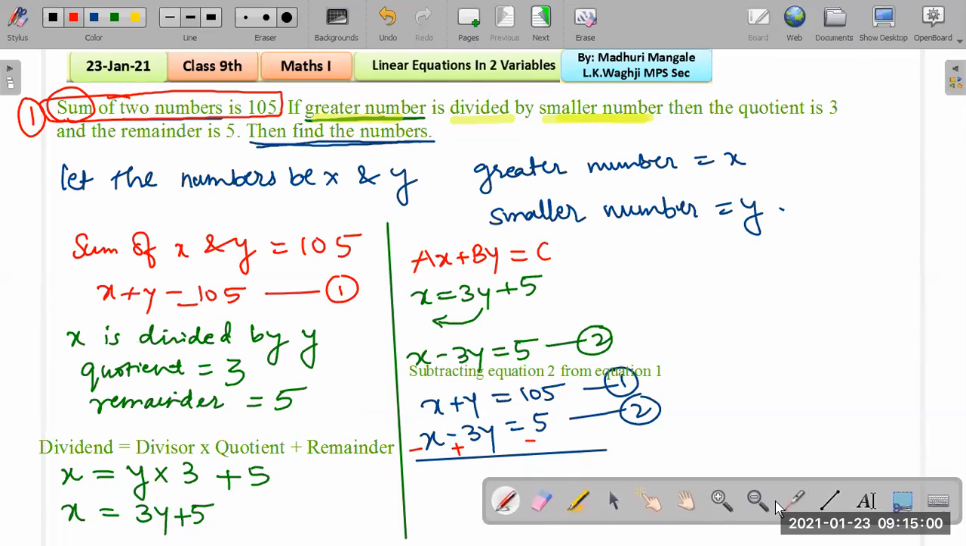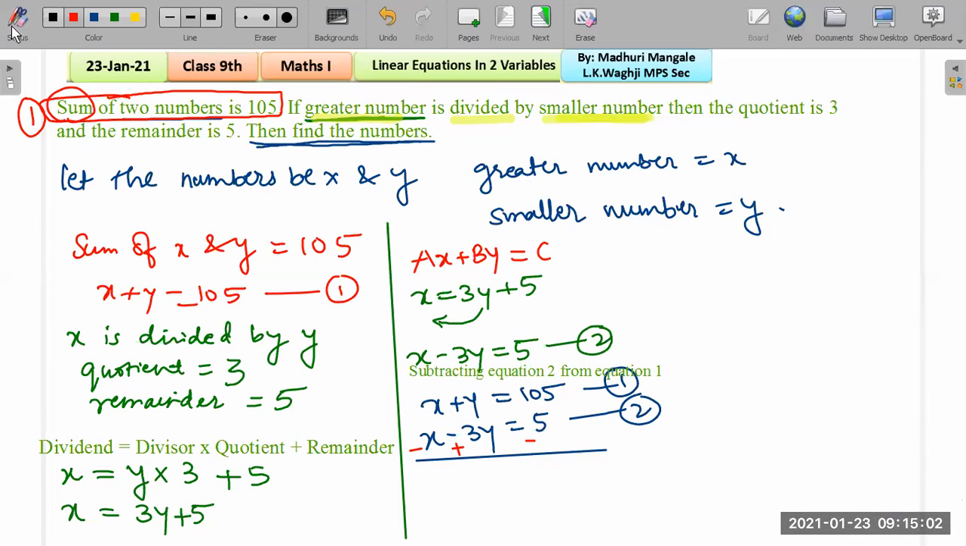And now let's solve it. So what will happen? Plus x and minus x will get crossed out, right students? 3 plus 1, this is 1 over here. So 3 plus 1 is 4y, which equals 105 minus 5, that is 100. And 4 here is in multiplication, on the other side it will divide. So y equals 100 over 4, that means y equals, yes, you're right, it's 25. So we have got y equals 25.